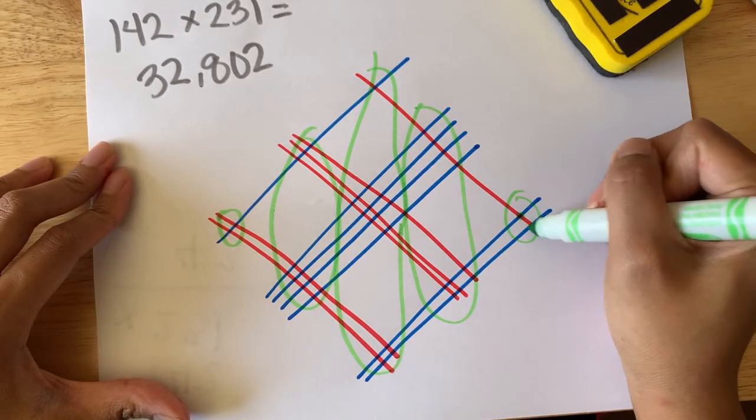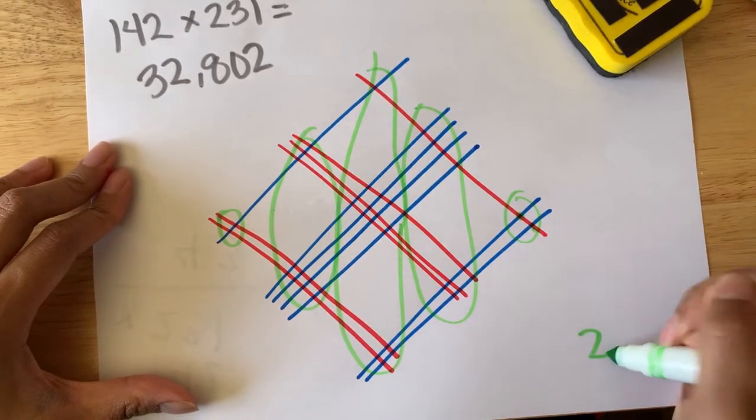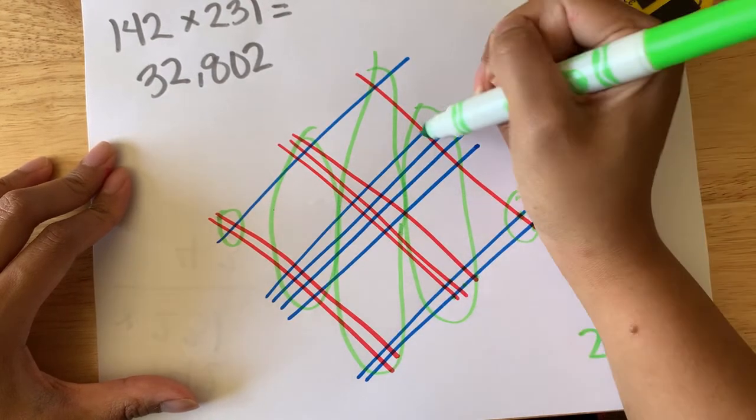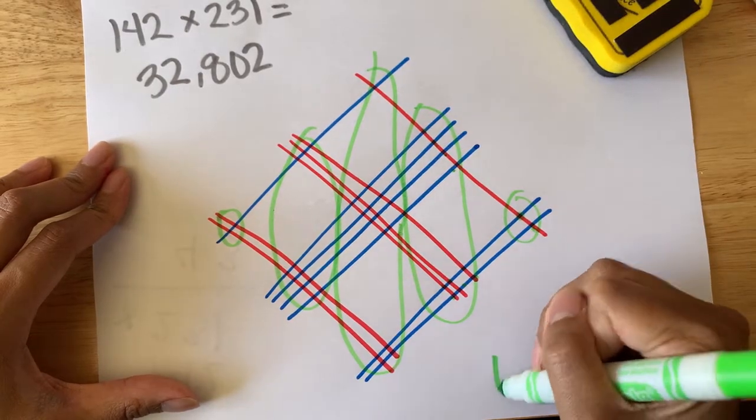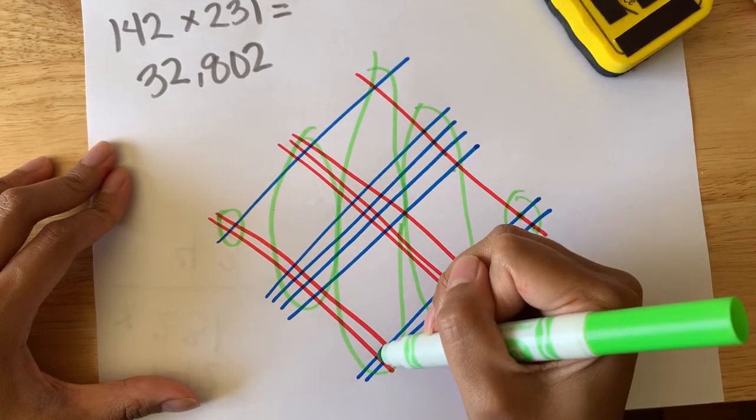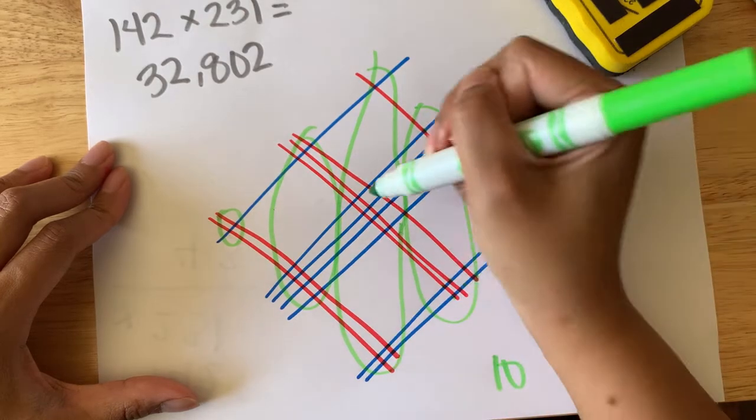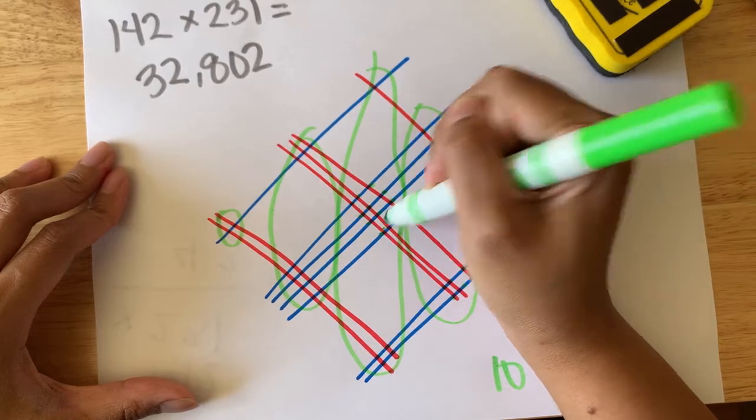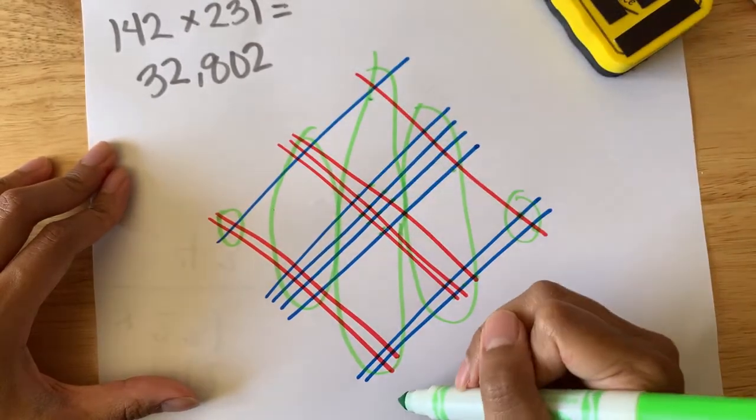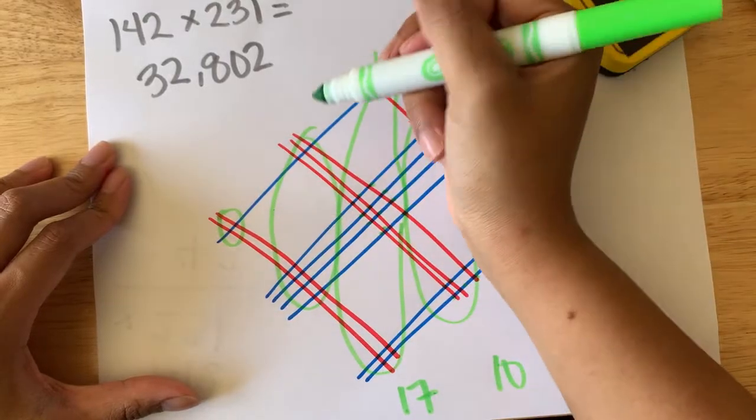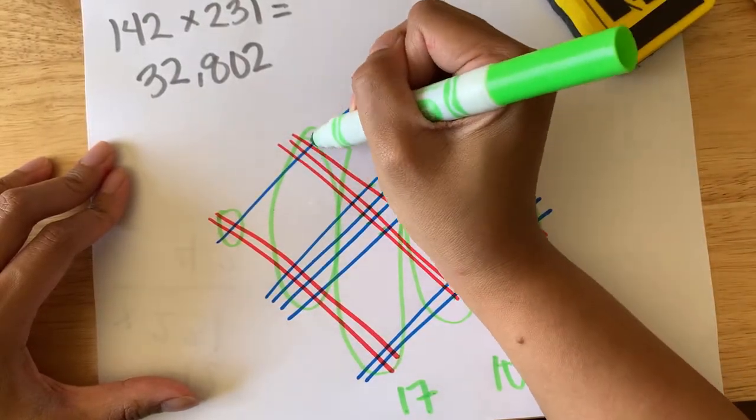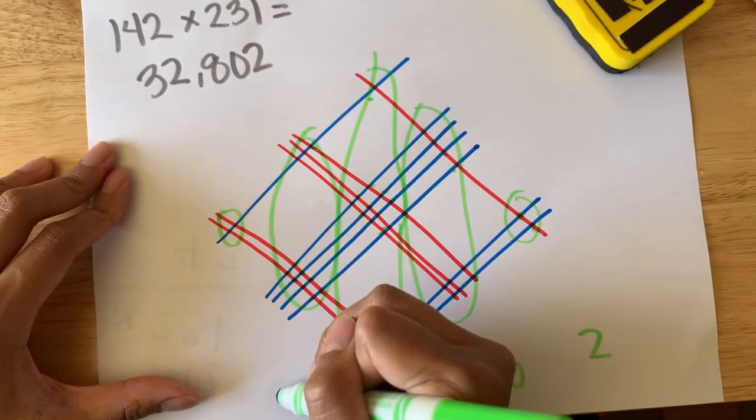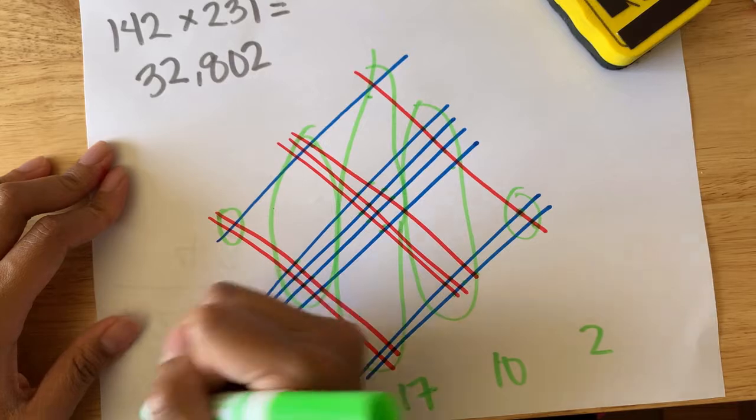Okay, so there are 1, 2 intersections there. 1, 2, 3, 4, 5, 6, 7, 8, 9, 10 intersections in that group. And this third one is 1, 2, 3, 4, 5, 6, 7, 8, 9, 10, 11, 12, 13, 14, 15, 16, 17. Now our fourth group, 1, 2, 3, 4, 5, 6, 7, 8, 9, 10, 11. And then 1, 2 in our last group.